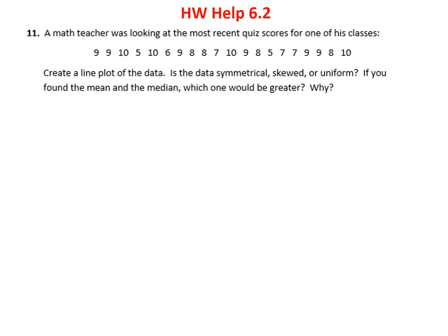Problem 11 says a math teacher is looking at his most recent quiz scores for one of his classes. It says create a line plot for the data, decide whether it's symmetrical, skewed, or uniform, and then if you found the mean and the median, which one do you think would be the greater? Let's start by making our line plot. I notice that my smallest number is 5, and my largest number is 10. So I'll make myself a little number line here: 5, 6, 7, 8, 9, 10. And now we just start going through and crossing them off.